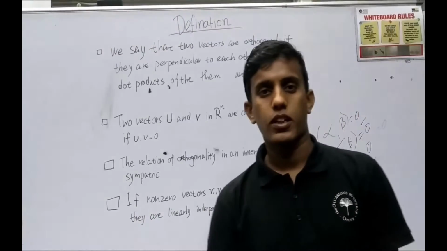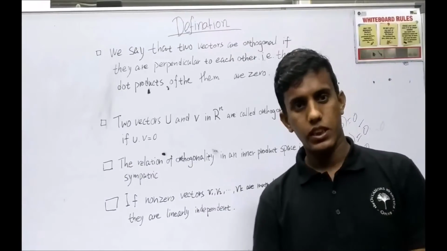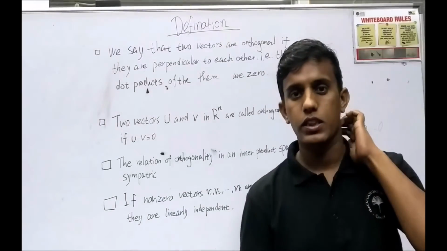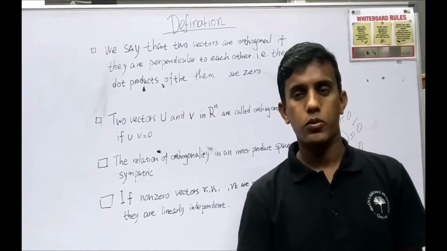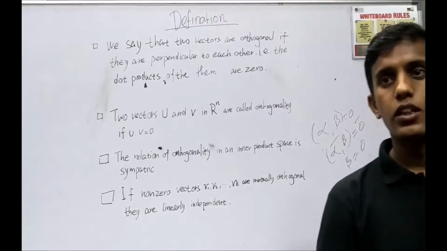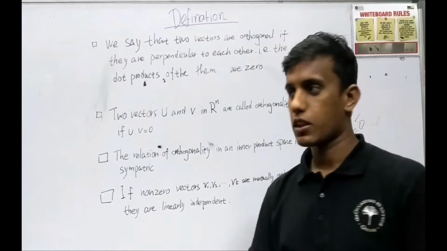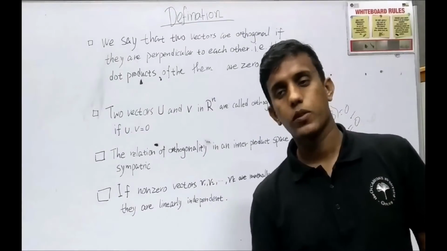Today we will talk about the chapter on orthogonality. We will see the definition of orthogonality, the properties, the characteristics, and later some theorems of orthogonality. So let's move to the first thing. The first topic is the definition. So what is orthogonality? We will see here.